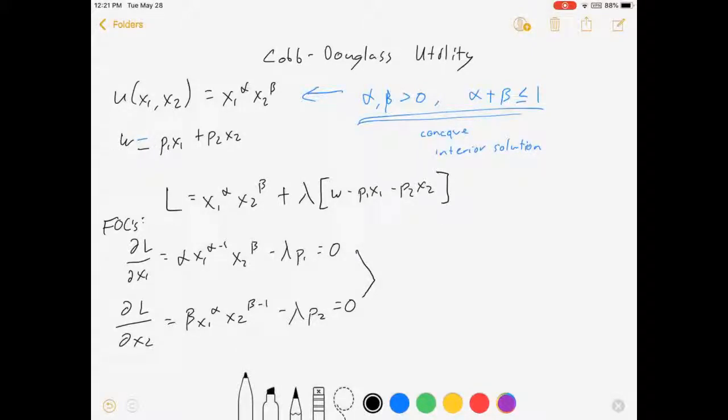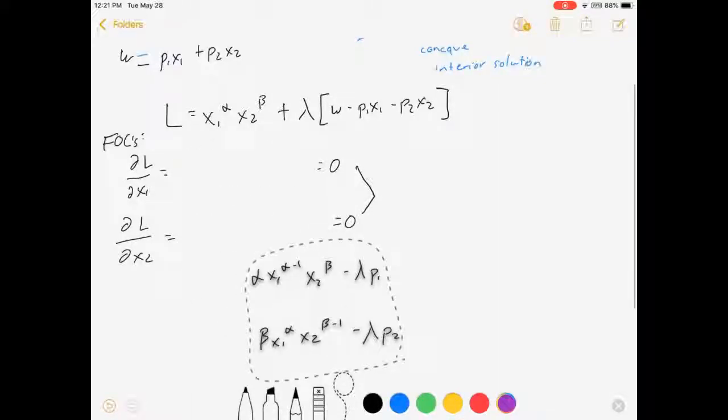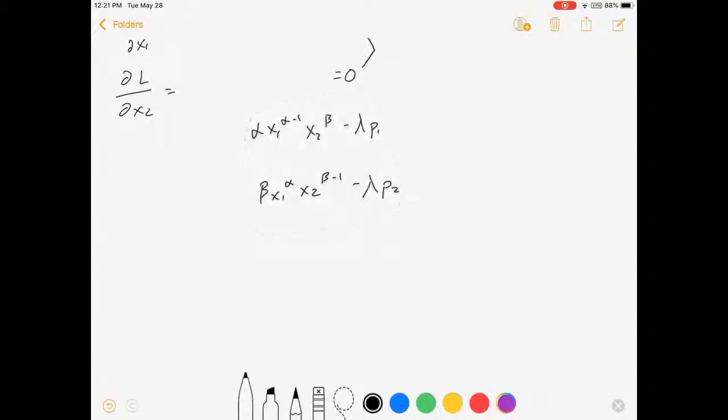Now I want to combine these two equations. It tells me something about the trade-off between x1 and x2. So allow me to sort of cheat here a little bit because this is written digitally and not actually on paper. Let me move this down here as a couple of equations I'm interested in, and I've moved the lambda p's to each side. Then the next thing I'm going to do is, again, kind of cheating because I'm doing this digitally, but you'll get over it.